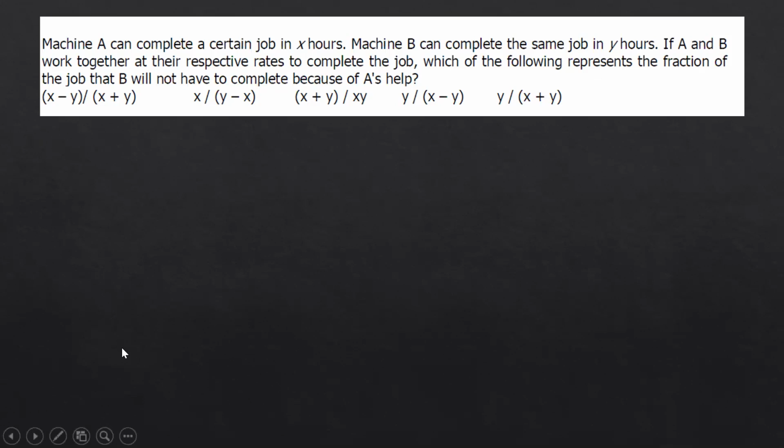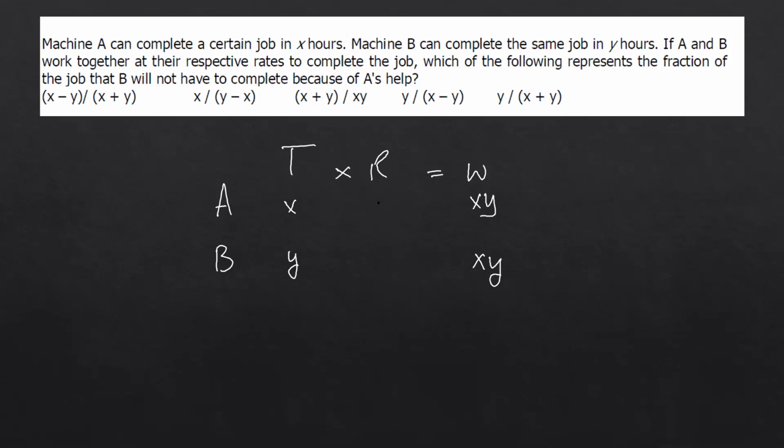Okay, so A can do a certain job in X hours. So you can plug in numbers here or you can choose not to. Machine A can do a job in X hours, B can do the same job in Y hours. If A and B work together, which of the following represents the fraction of the job that B will not have to complete? So basically the question is asking what fraction of the job does A complete, right? Let me assume that the total work is XY units, then A finishes Y units, B finishes X units.